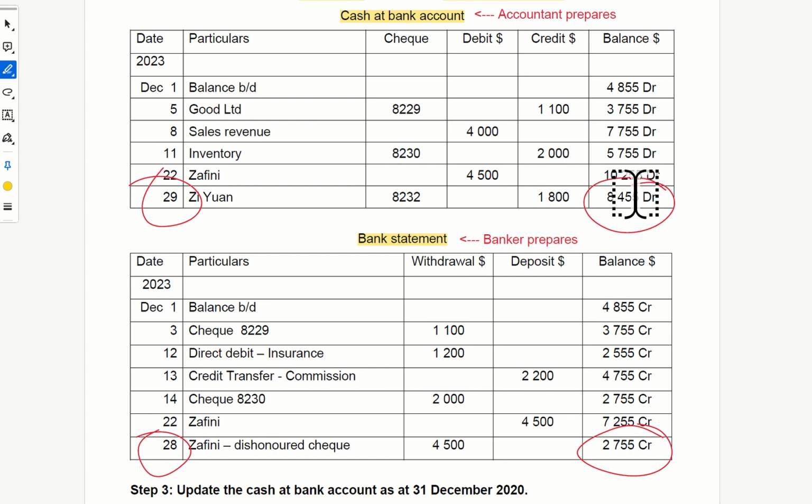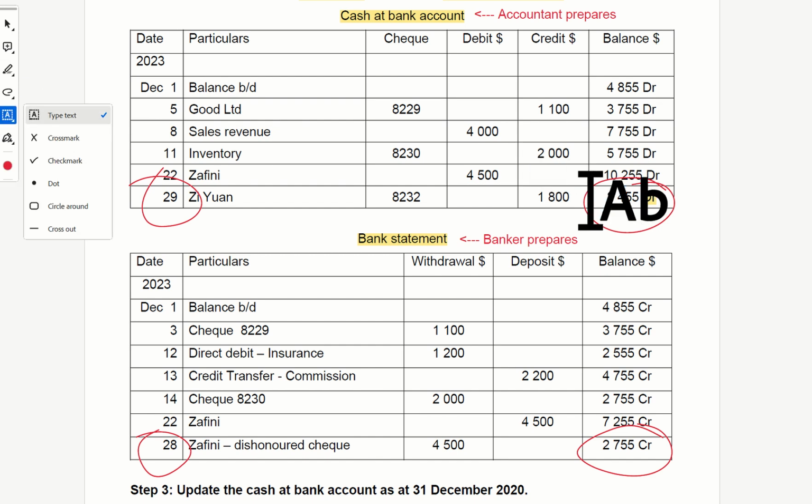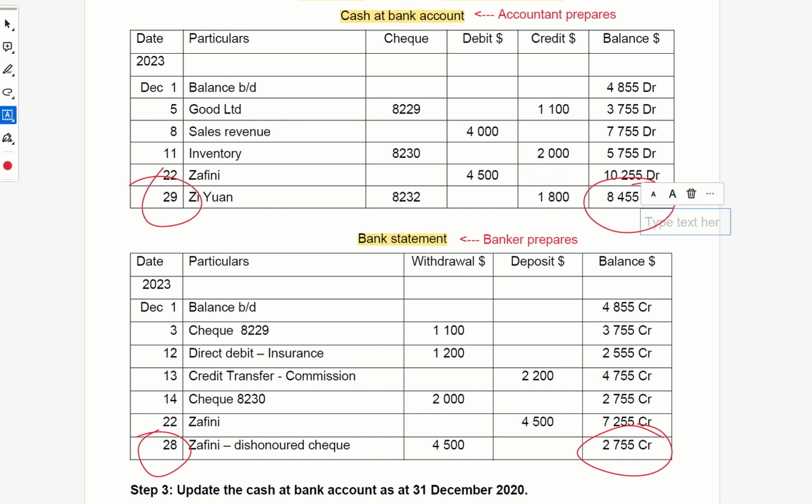In the cash at bank account, you notice that the balances are debits. Why are the balances debits? Debits tell you that this is an asset account, right? So, at the end of the month, this particular business has an asset, 8455.